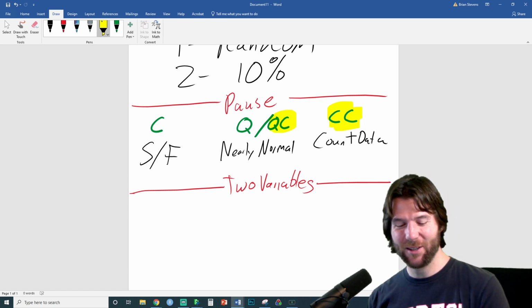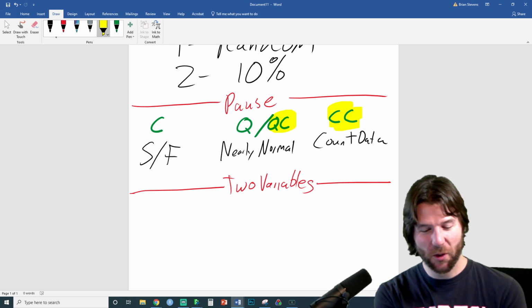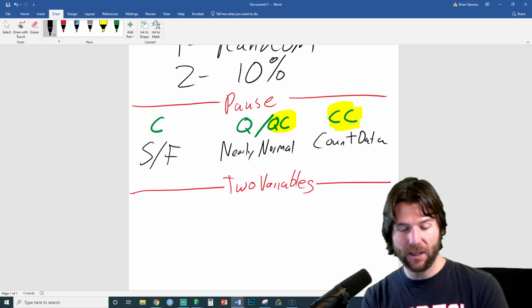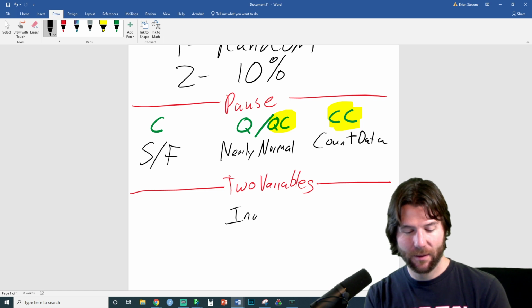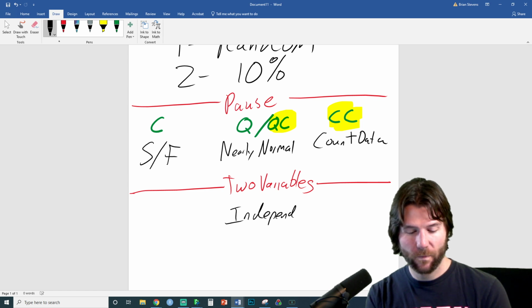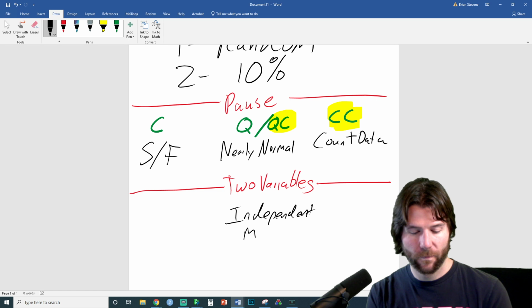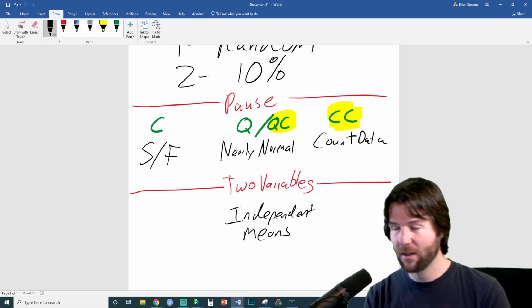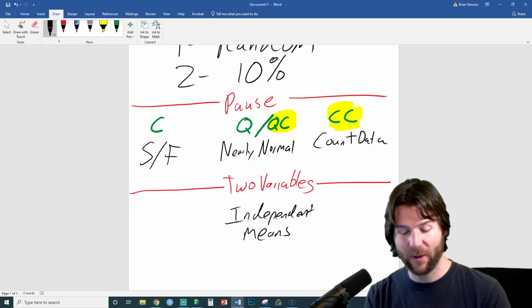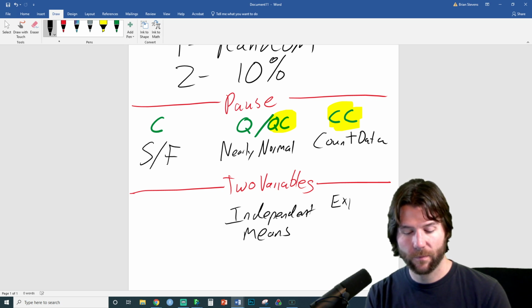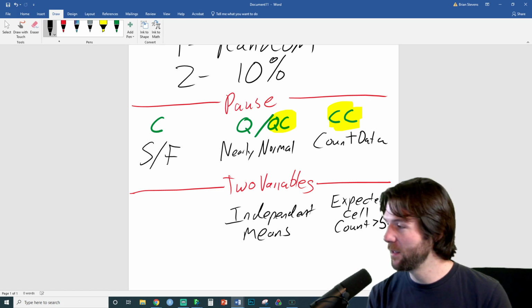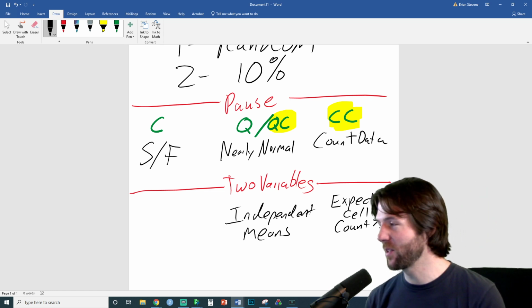So QC, you guys got it. Great job. So this one right here is independent means. And this one right here is the expected cell count. Expected cell count greater than 5.